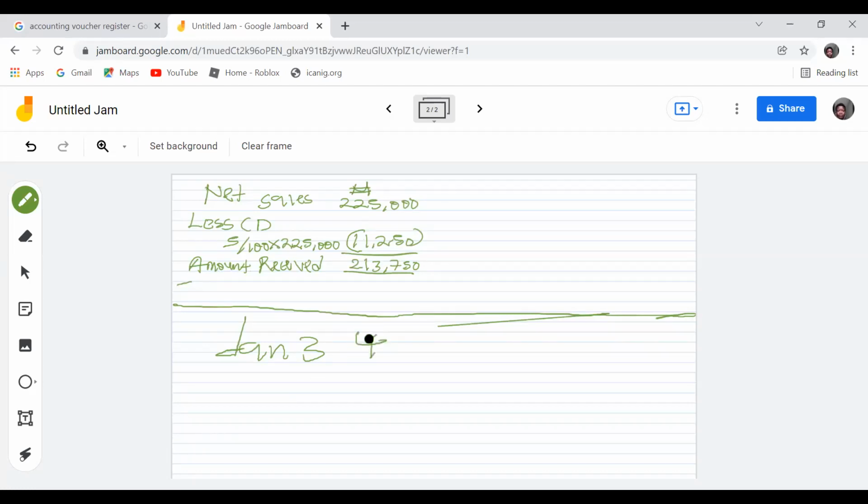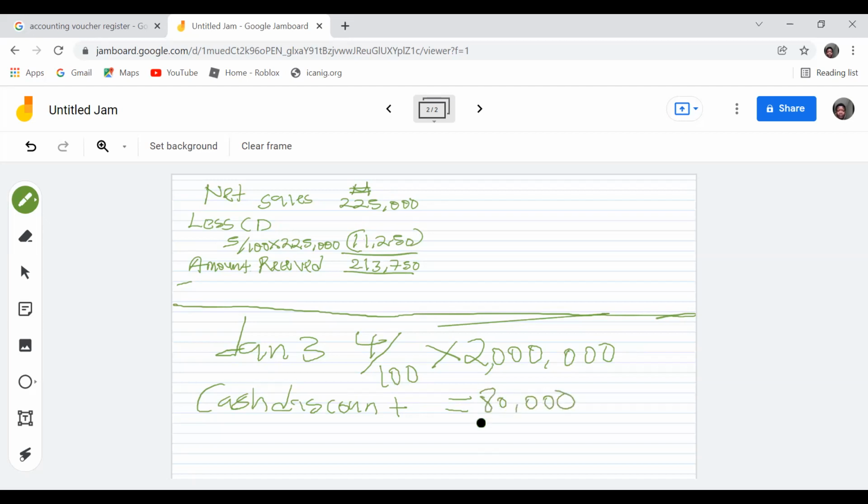So 4 divided by 100, then we are going to multiply with the amount, which is 2 million. We are doing this so that we're able to enjoy a cash discount. If you say 4 divided by 100 multiplied by 2 million, that will give you 80,000.